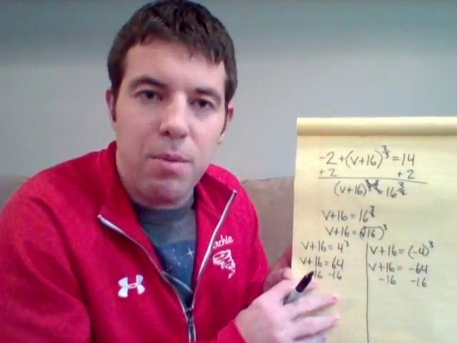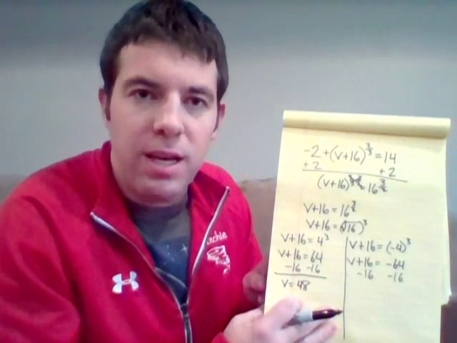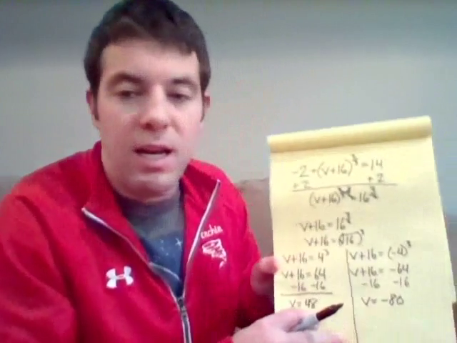We'll go ahead and do those. Same step all the way across. Okay, and 64 minus 16, v equals 48. So 48 is one of my potential answers. And negative 64 minus 16, and v equals negative 80.